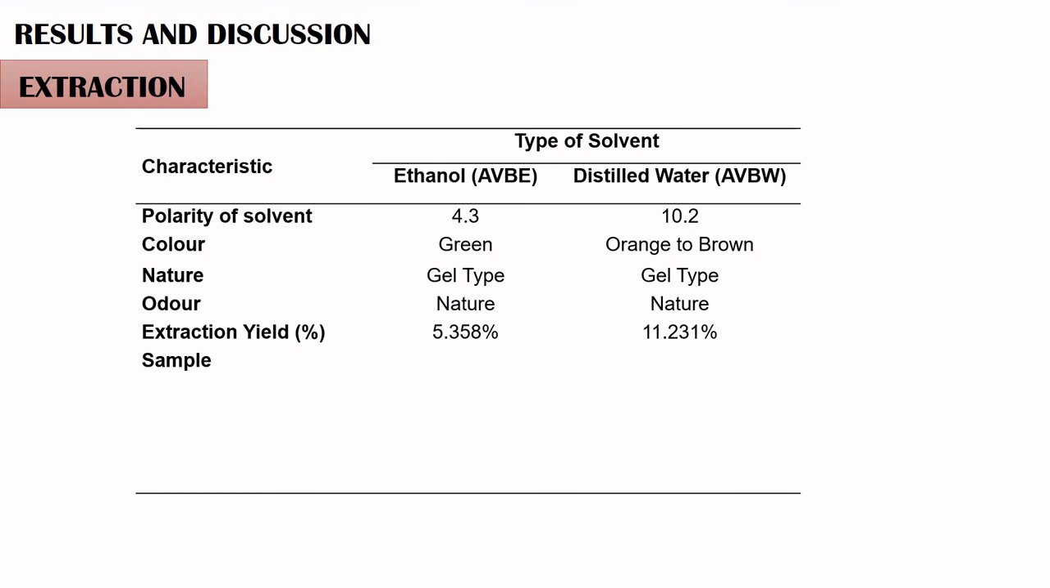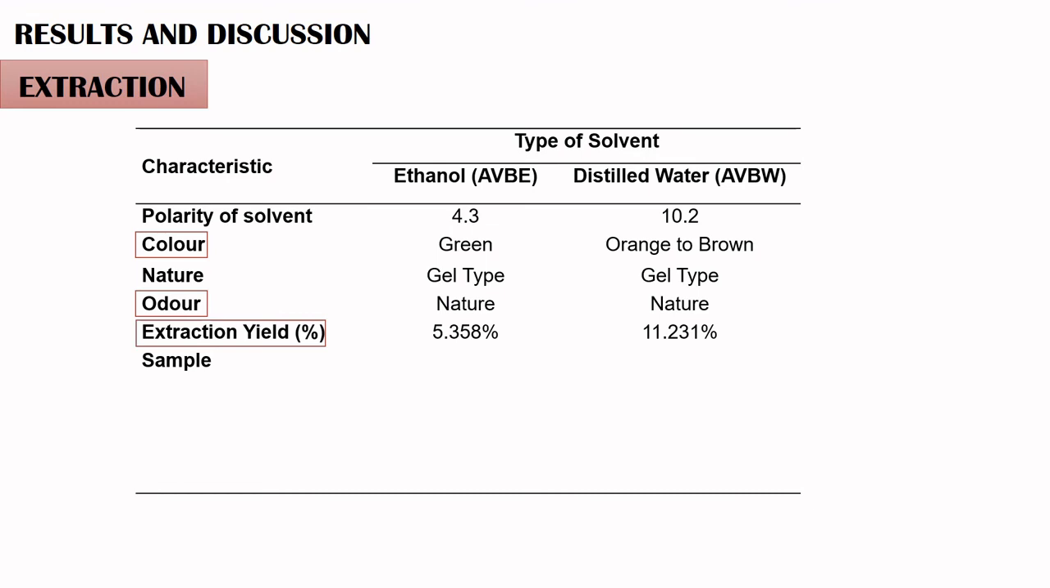Okay, from the table, you can conclude that the use of different solvents resulted in variation of color, odor, and also the extraction yield. The variation is due to the nature and amount of the secondary metabolites extracted. However, both extracts are in the gel type of extract.